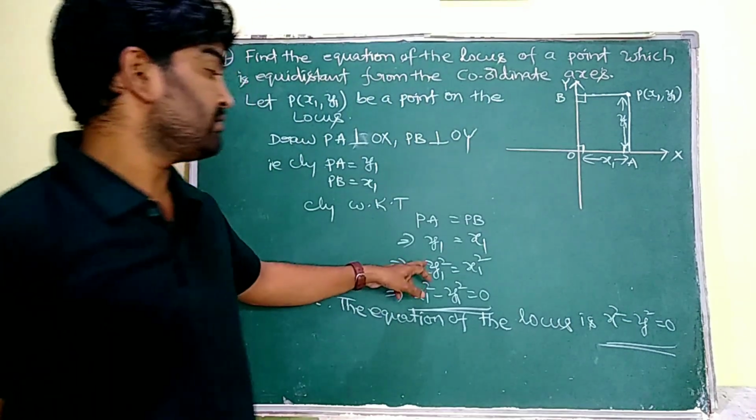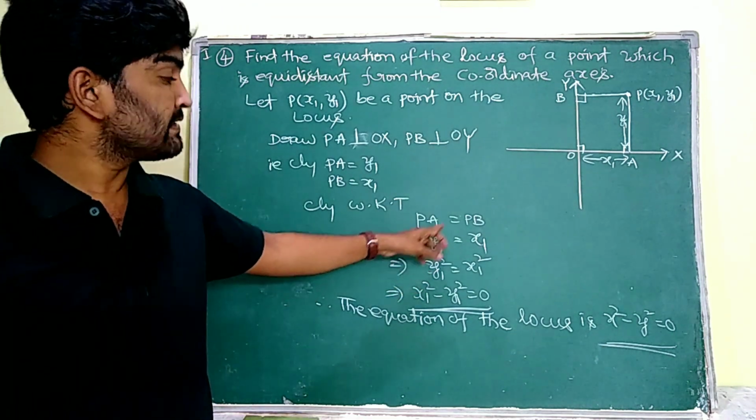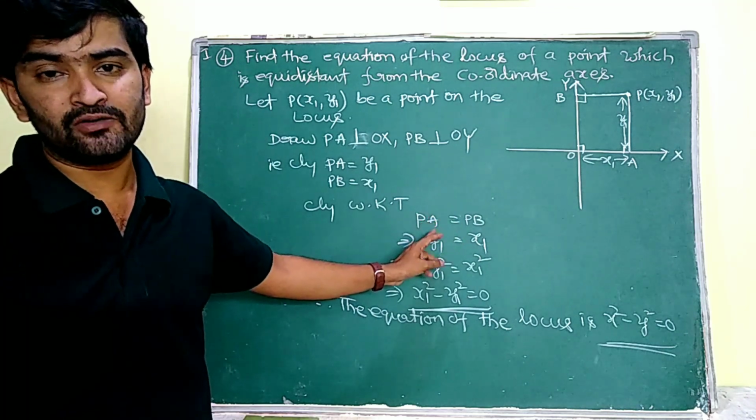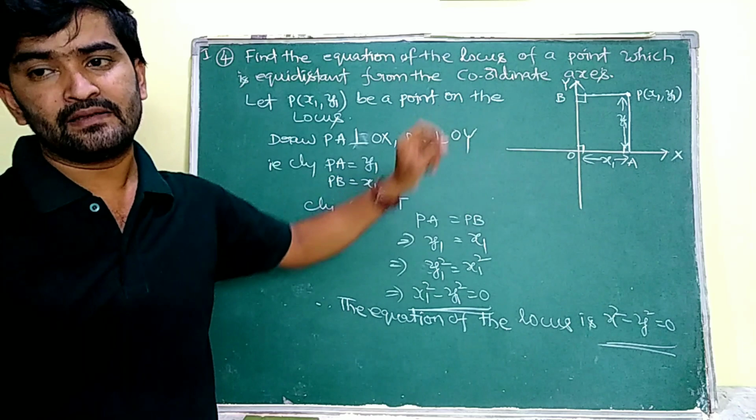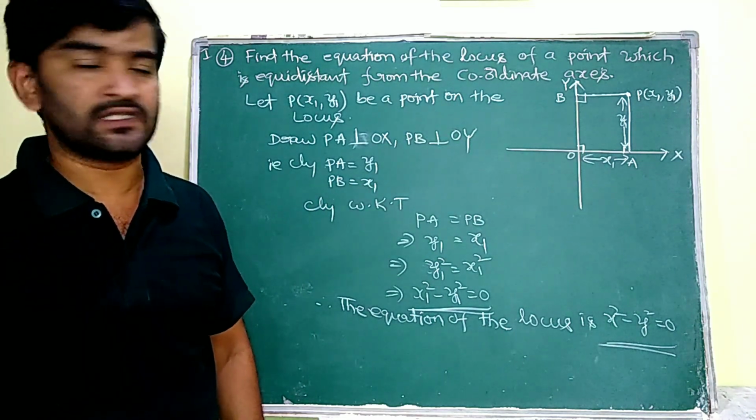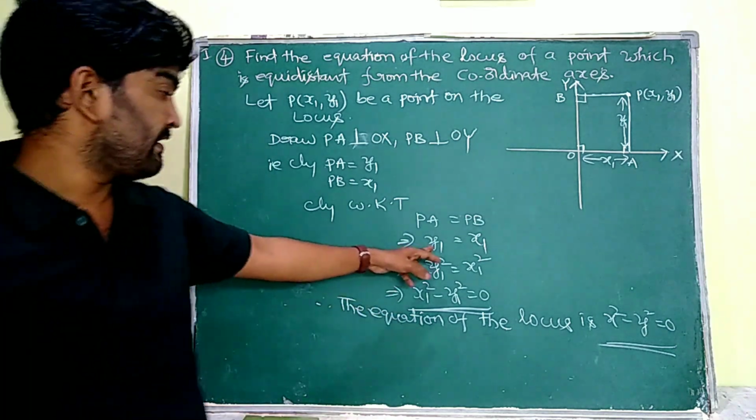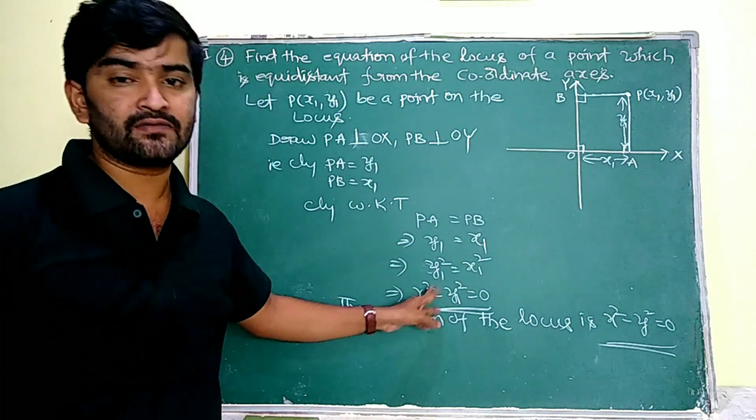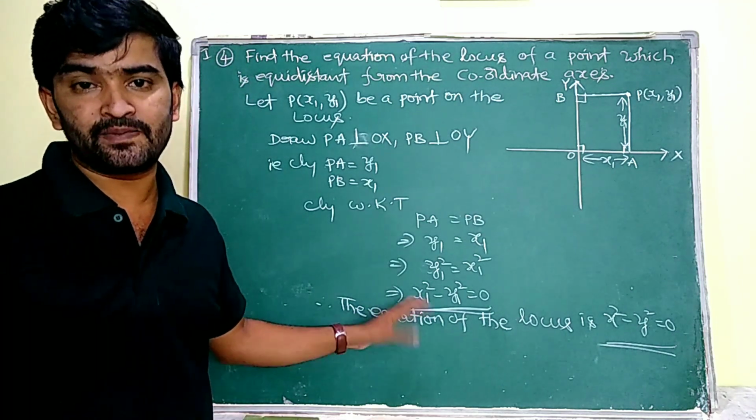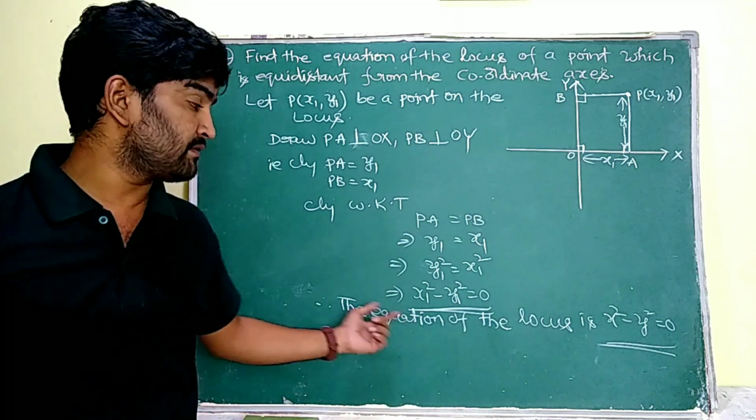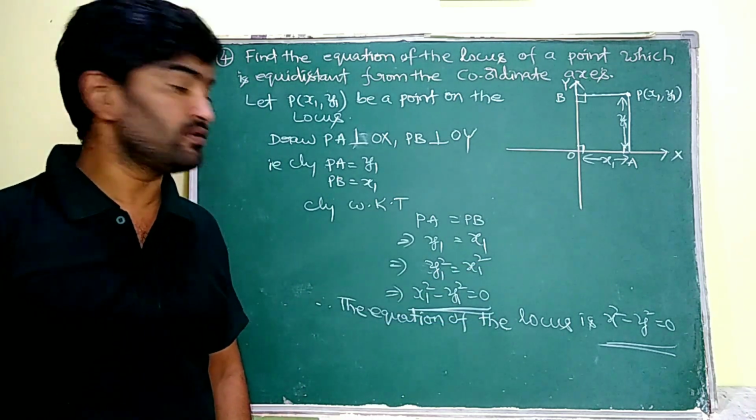You just have to know why we are squaring here. Because the distances may be positive or negative here. PA is equal to PB; here PA and PB are lengths. The lengths are always positive, we know that. That's why here we are squaring on both sides. That is y1 square is equal to x1 square, so x1 square minus y1 square is equal to 0. We know that we always express the locus in terms of x and y. Therefore, the equation of the locus is x square minus y square is equal to 0.